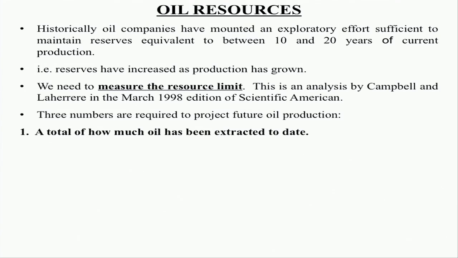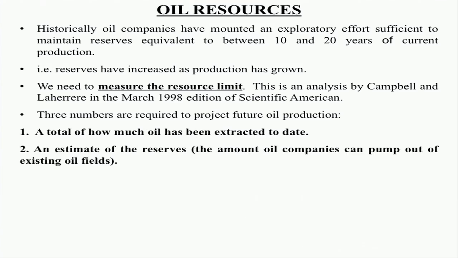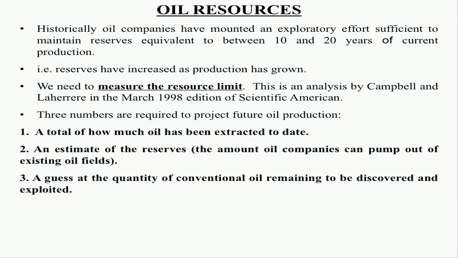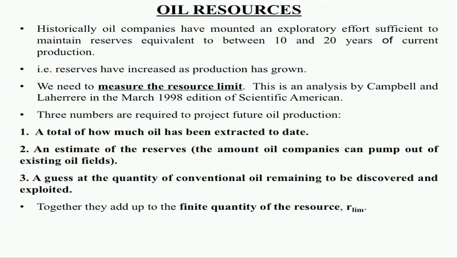We need to know how much oil has actually been extracted to date. That's obvious. We need an estimate of the reserves. In other words, that's the amount of oil that an oil company can pump out of the ground of existing oil fields. And we need to have some kind of estimate of the quantity of conventional oil remaining to be discovered and exploited. That's going to be our resource. Now, together, all those add up to a finite quantity of the resource, the ultimate resource, or sometimes called little r lim. It varies depending upon which report you look at.